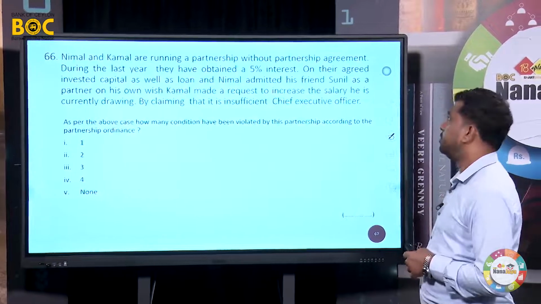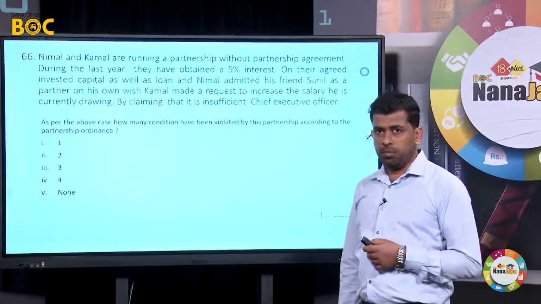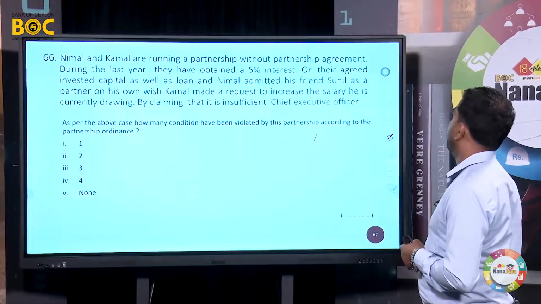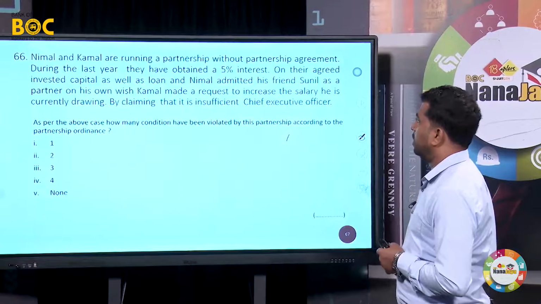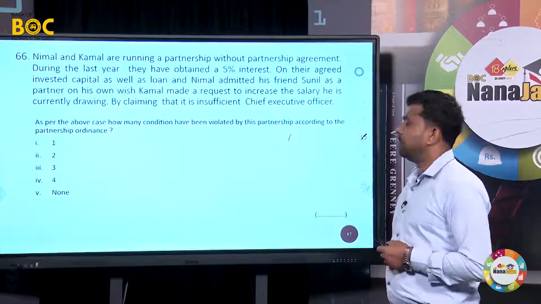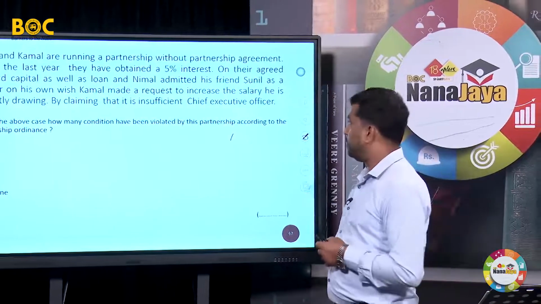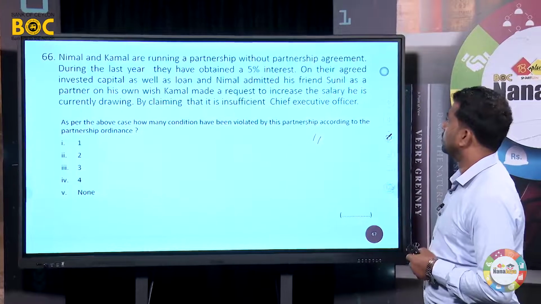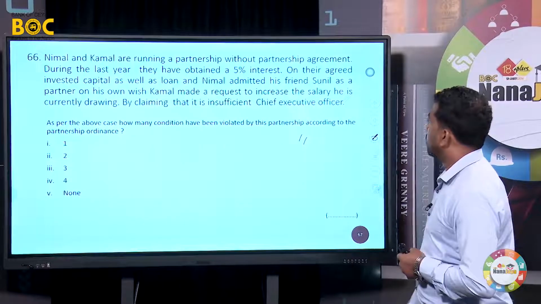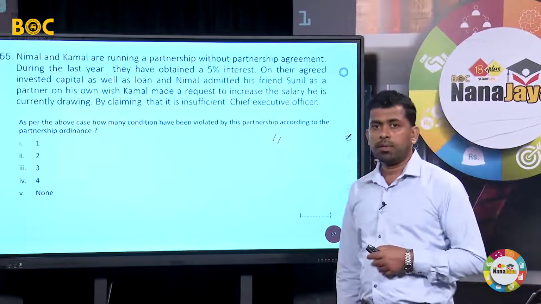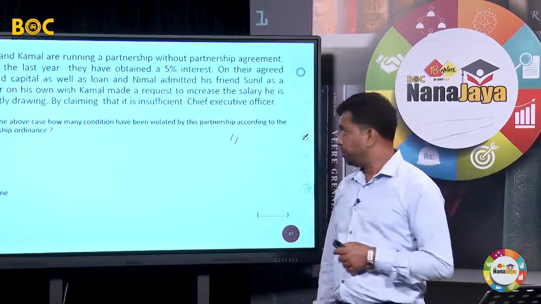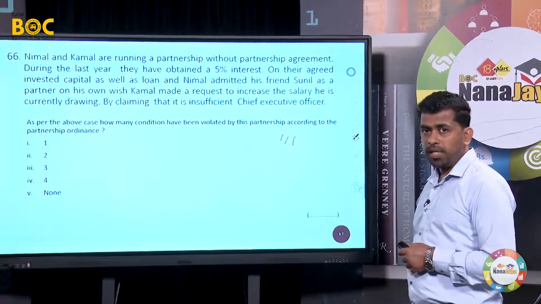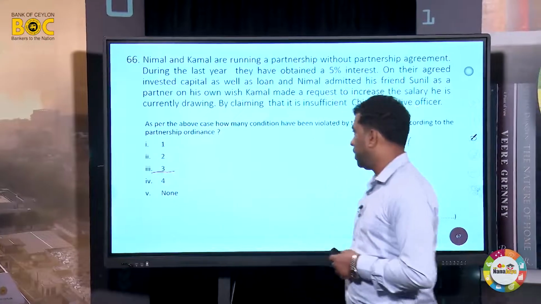They have obtained 5% interest on the agreed invested capital as well as loan. According to the partnership ordinance, profit and losses should be shared equally. Admitted his friend Sunil as a partner on his own: when admitting a new partner, consent of all the partners should be there. And they have requested a salary, but there is no salary for the services rendered by the partners for the partnership business. So they have violated 3 conditions in the partnership ordinance. Third one is given in the third option.